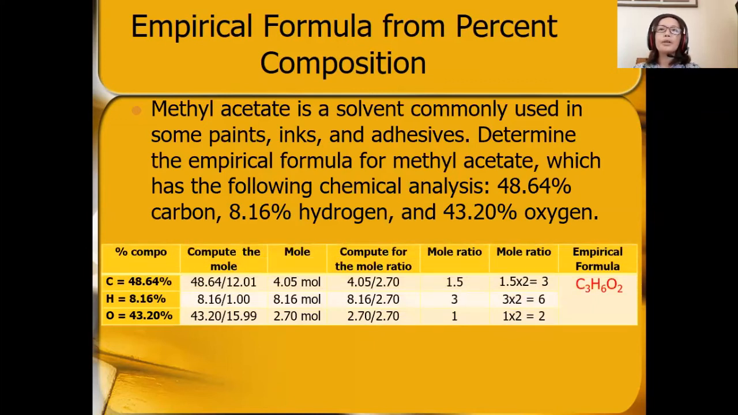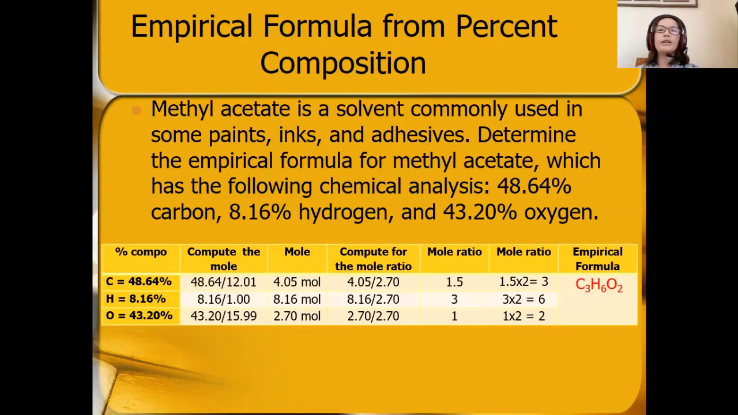How? The mass of the carbon divided by its atomic mass, which is 12.01. Hydrogen is 8.16 divided by 1, and oxygen is 43.20 divided by its atomic mass in the periodic table, which is 15.99 or 16. So the moles for each element are 4.05, 8.16, and 2.70.